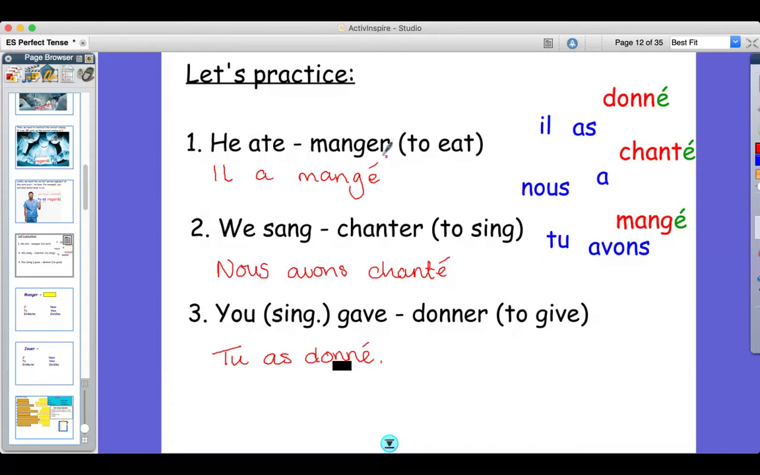Now notice these are all er verbs, okay? So the ending is always e acute, okay? And we've got the correct part of avoir for each of these people.